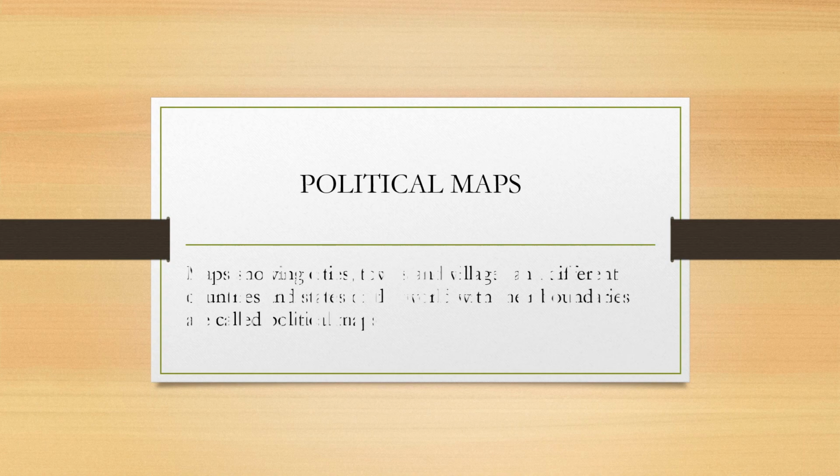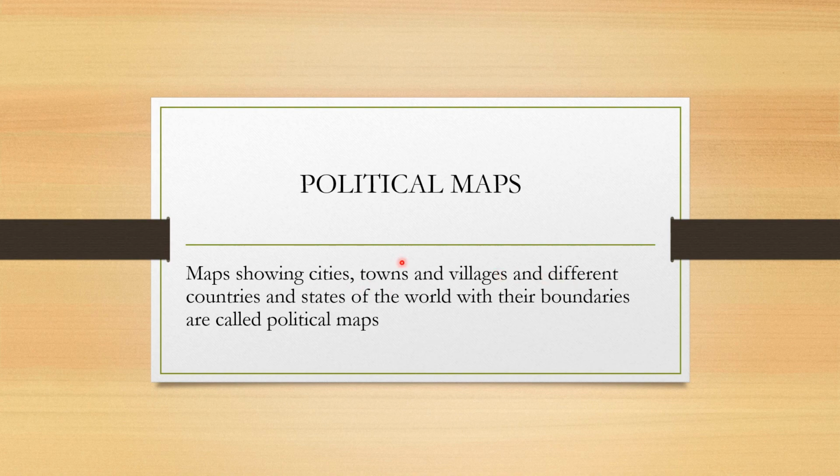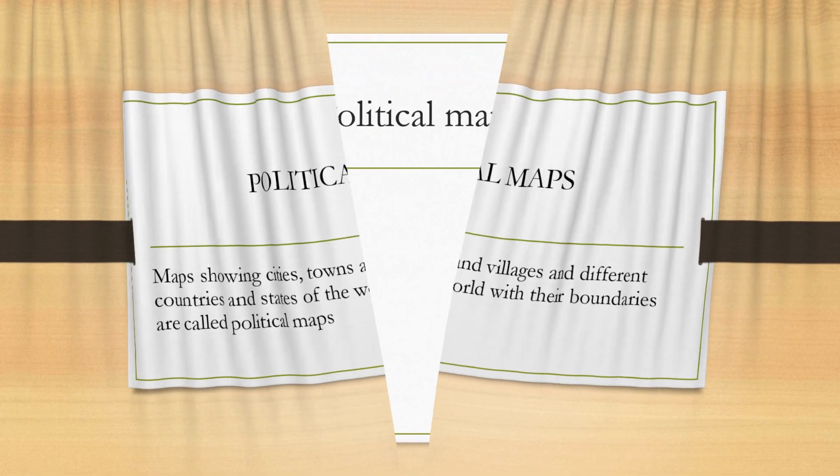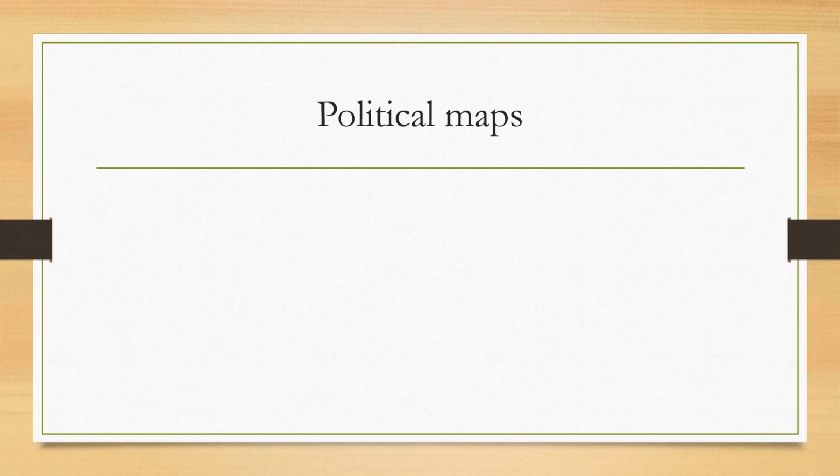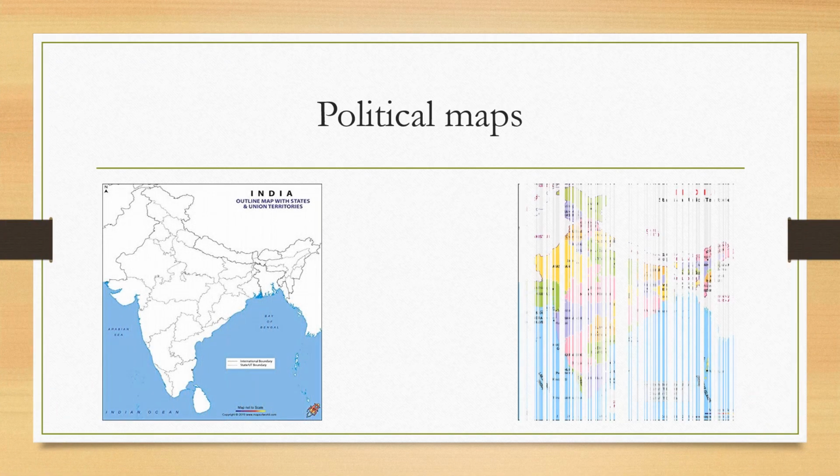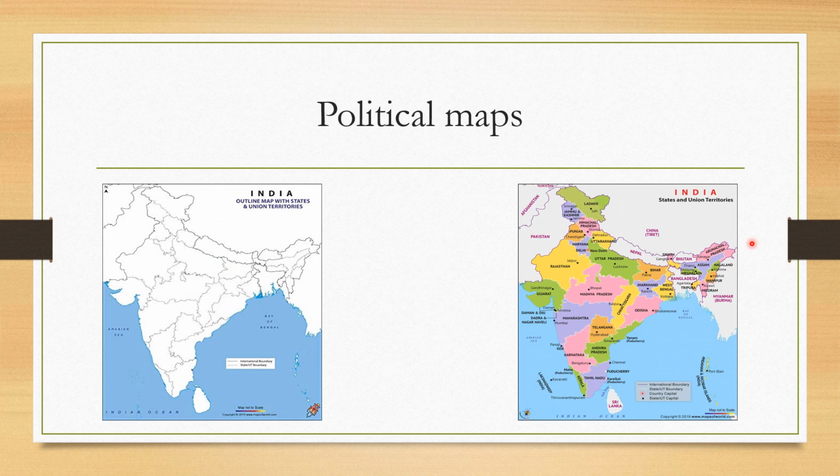Now political maps. So political maps show cities, towns and villages and different countries and states of the world with their boundaries, and are called political maps. So some pictures of political maps are these. This is from an atlas and this is an animated picture. And a political map shows states mainly and different countries and different parts of cities, but these only show some states of India.